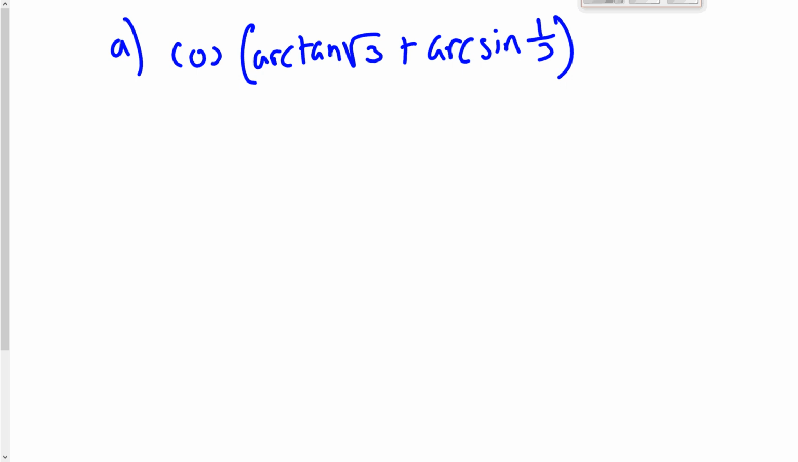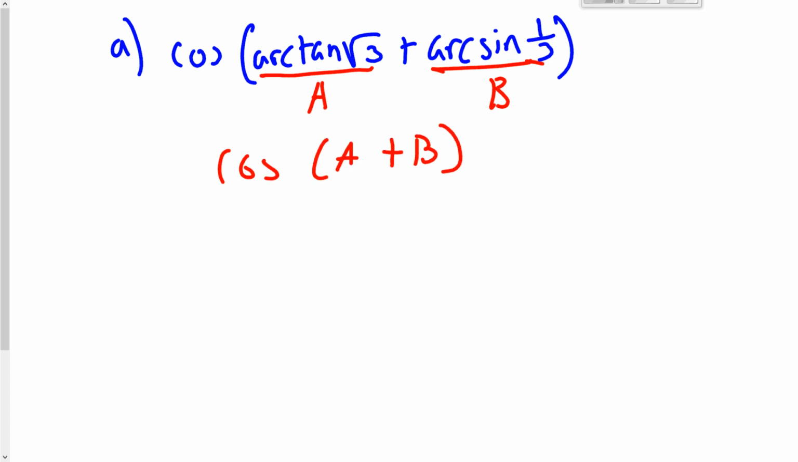Okay, so here's a little more complicated one, but it's not that complicated. It might look complicated, but you've got to think about it. Arctan or inverse tangent or inverse sine, those are just angles, right? So this is just an angle A, and say this is an angle B. So now we have this cosine of A plus B. Well, that's just the sum formula for cosine, right?